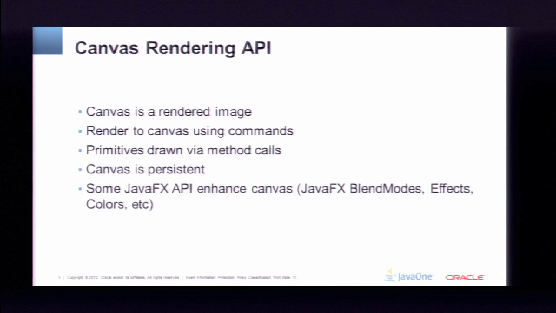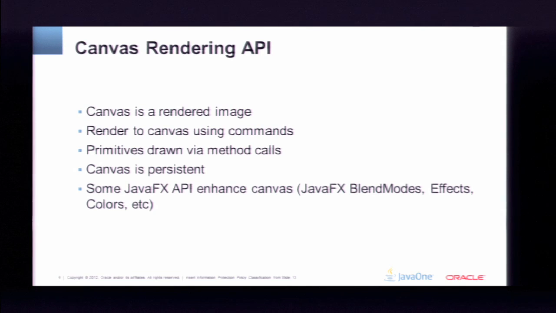And the Canvas rendering API, Canvas is rendered as an image, and Canvas itself is a node, but when you render to a canvas, you're using method calls, and it's kind of an immediate mode style kind of API. So in the Scene Graph, where you're creating a rectangle object and then adding it to the root of the scene, for Canvas, you're creating a canvas, adding it to the root of the scene, and then getting a graphics context from it and saying, you know, g.drawRect or g.fillRect or what have you.